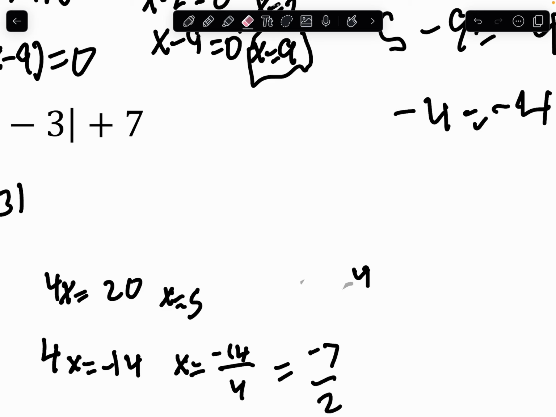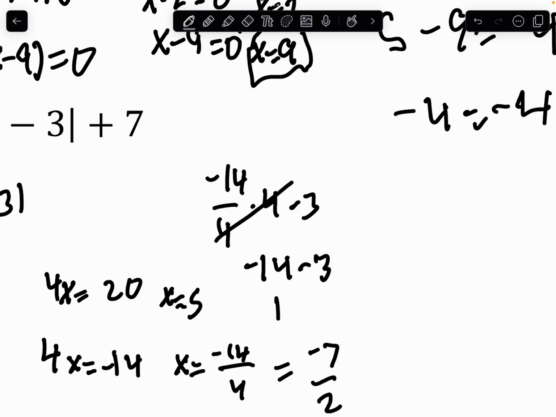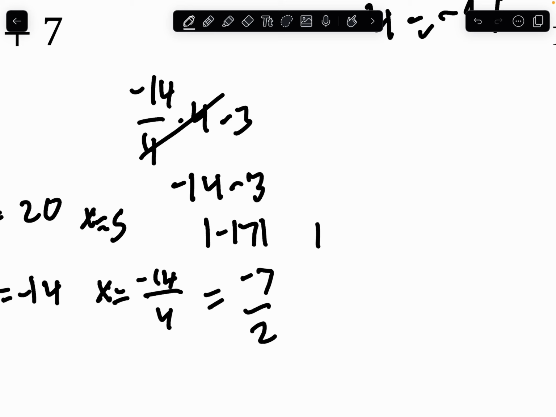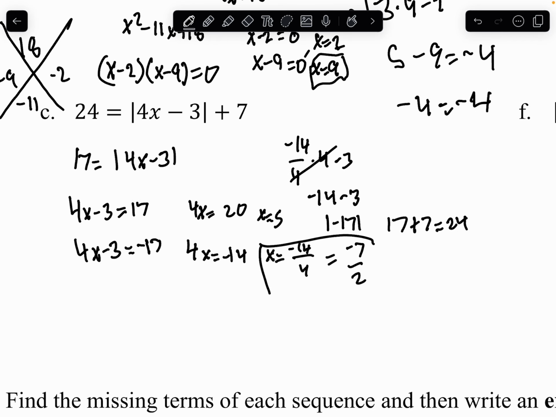And now I'll do the other one. Negative 14 over 4. This one will be easier to multiply by 4. Negative 14 over 4 times 4 minus 3. So you notice the 4's cancel here, so it's negative 14 minus 3, and the absolute value of that, negative 17, is 17. 17 plus 7 is equal to 24. So I know that's also an answer. So these are our two answers right here.